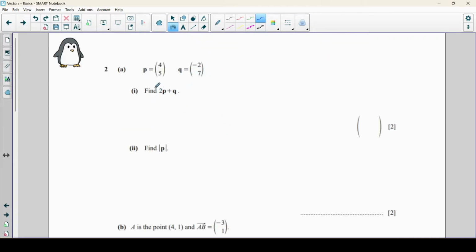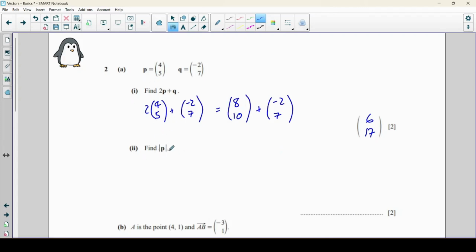Okay, so here we want to find 2p first, so 2 times (4, 5), and then we're going to add it to q, which is (-2, 7). 2 times (4, 5) gives us (8, 10). And then 8 add minus 2, well that's 6. And 10 add 7, 17.